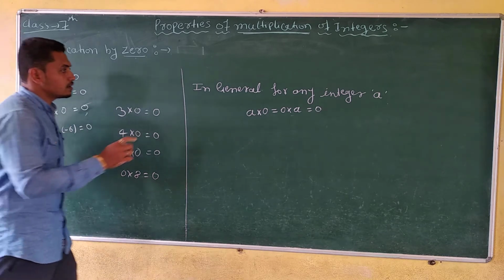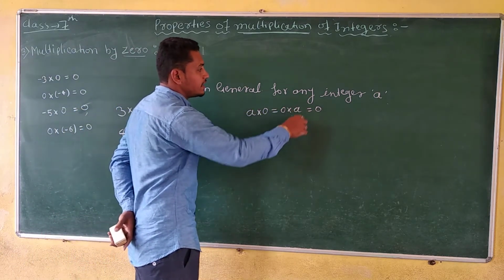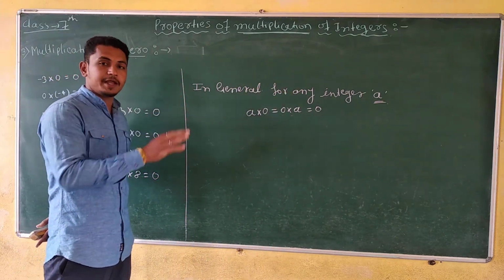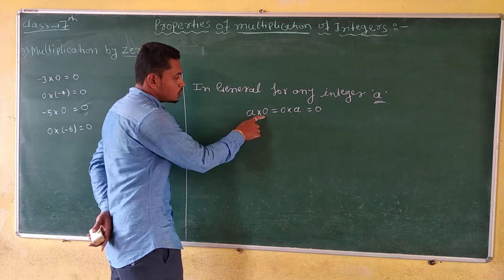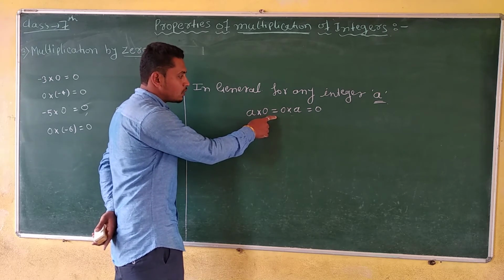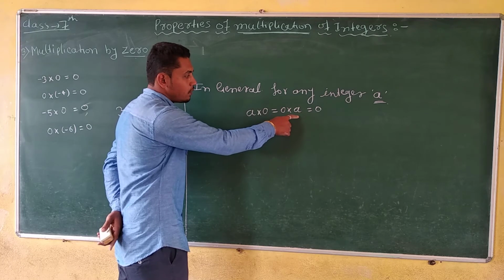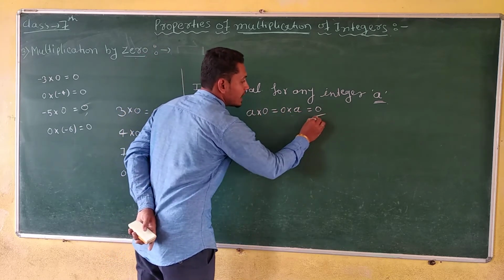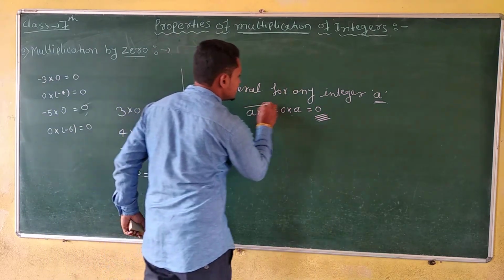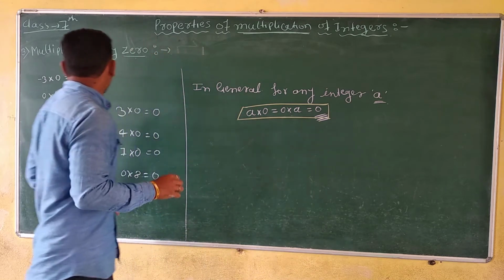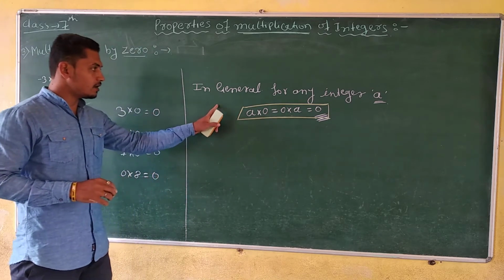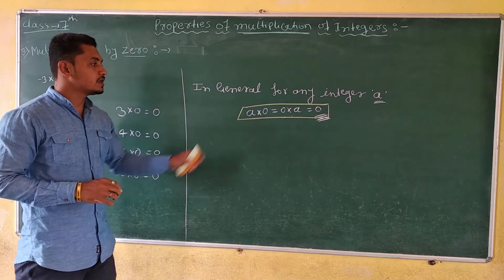So see here, this is the general form for any integer. a is any integer, it may be positive, it may be negative. So a into 0, meaning any integer multiplied with 0, is equal to 0 multiplied with any integer, and it also gives 0. So this is the general form of which property? The multiplication by 0. So please write down and remember this general form.